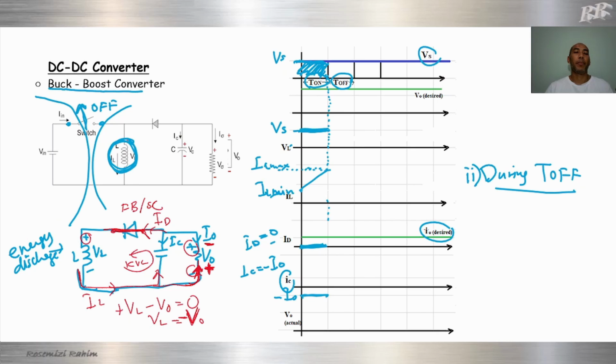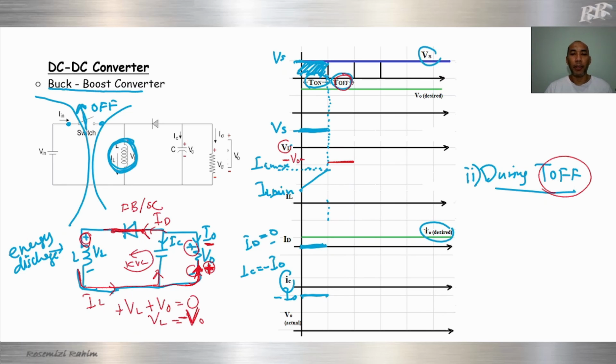Okay, plus VL plus V naught equal to 0. So VL will be minus V naught. So it's based over VL here, so minus V naught, let's say here. During switch off, VL is equal to minus V naught at the bottom.